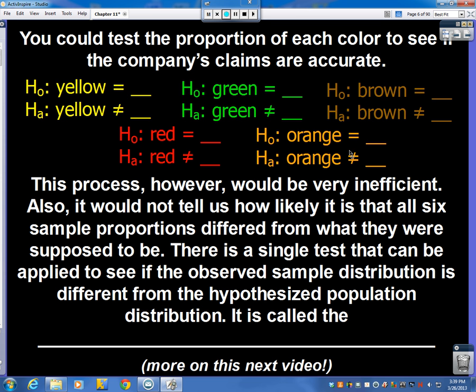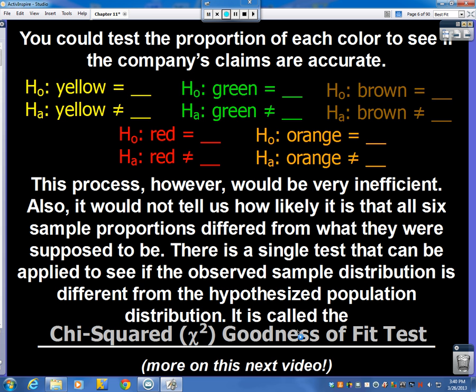So we could do a hypothesis test for blues. We could do a hypothesis test for yellows and greens and browns and reds and oranges. So in the end, we're doing 6 hypothesis tests, which doesn't really sound like a whole lot of fun. Now, this process would be very inefficient. It would also not tell us how likely it is that all 6 sample proportions differed from what they were supposed to be. There is a single test that can be applied to see if the observed sample distribution is different from the hypothesized population distribution.